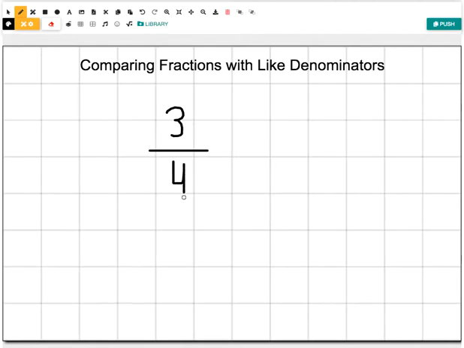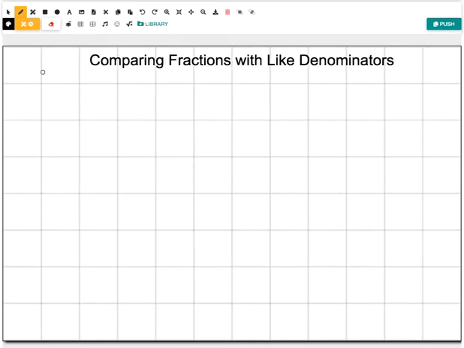So this is what a fraction would look like. The number on top is called the numerator. The number on the bottom is called the denominator. So we're going to be comparing fractions that have the same denominator today. So the numerator will be different, but the denominator will be the same. So let's look at our little trick for comparing them, and then we'll do some examples.